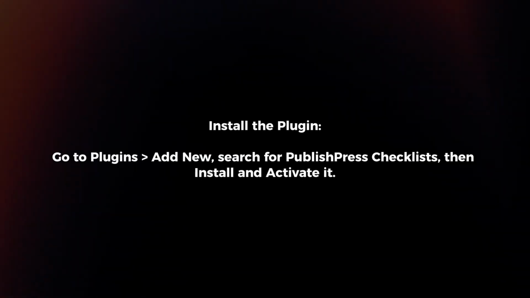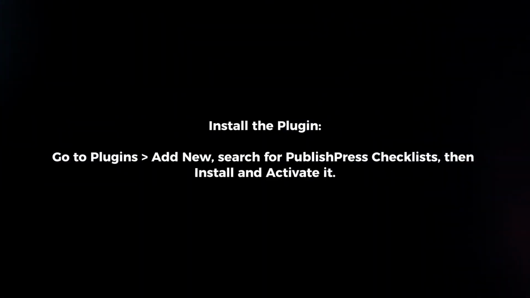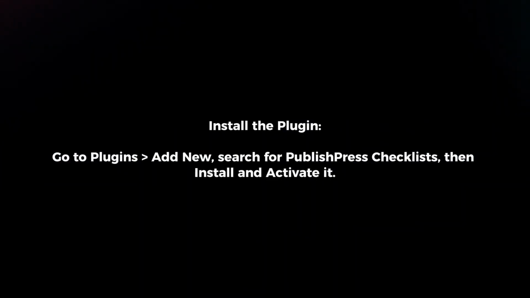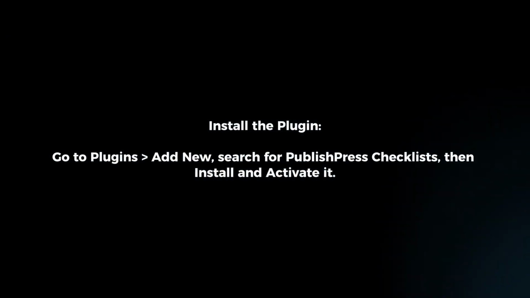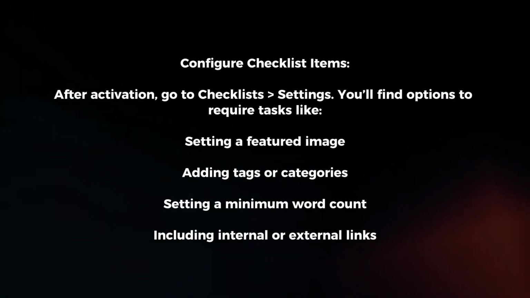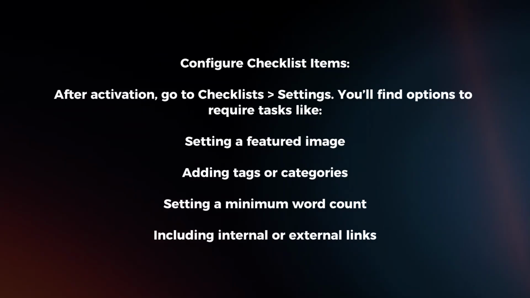Use a plugin like PublishPress Checklists. Install the plugin. Go to Plugins, Add New, search for PublishPress Checklists, then install and activate it. Configure checklist items. After activation, go to Checklist Settings.